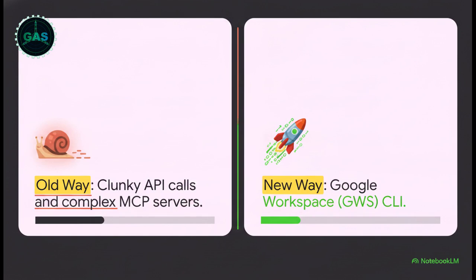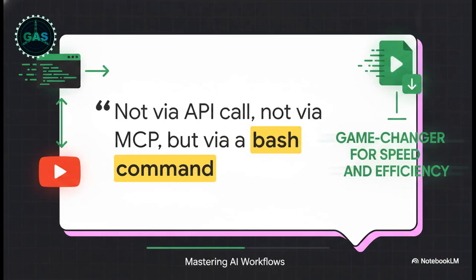The new way? The open source Google Workspace CLI. This gives your AI agent JSON first, auto-discovered access to your Docs, Drive, Gmail, and Calendar with basically zero overhead. I mean, just look at this quote from a developer using this exact tool.